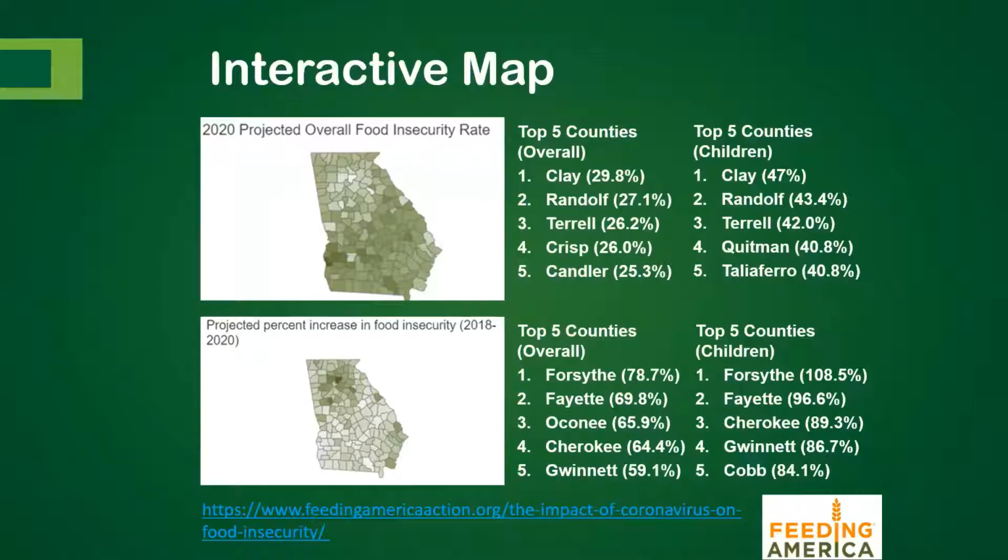So the top 5 counties for children are Clay, Randolph, and Terrell again as the top 3, and then you have Quitman and Taliaferro tied at 48% at 4 and 5. The counties experiencing the most increase are Forsyth, Fayette, Oconee, Cherokee, and Gwinnett. Those with the most increase in child food insecurity rates are Forsyth, Fayette, Cherokee, Gwinnett, and Cobb County. I did put the link at the bottom here for you to look more at the map, as it shows a lot of data for states, counties, and congressional districts. Next slide.